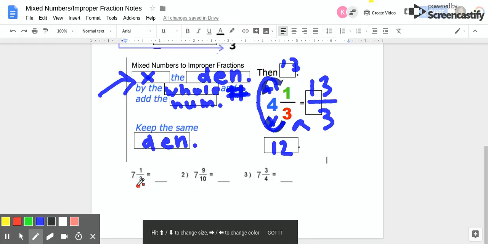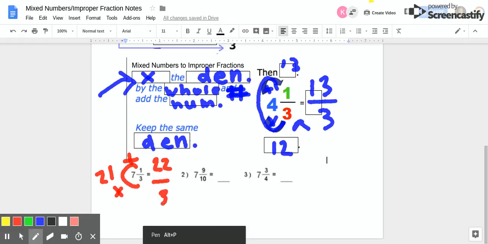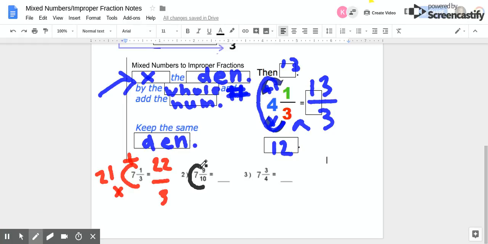So again, you go in like a C form. Starting at the bottom on this one, you have 3 times 7, which is 21. And then you add the numerator. So 21 plus 1 is 22. Denominator stays the same, so 22 thirds. Start on the bottom, so 10 times 7 is 70. And then you add 9. So 79 tenths.